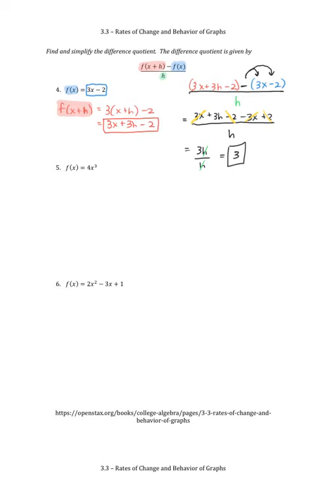Okay, so we're going to do the same thing with number 5. So with number 5, we first want to find f of x plus h. So we're going to get 4 times x plus h cubed. Okay, so now we're going to have to do some work to get this all factored or distributed out. So this is x plus h cubed.